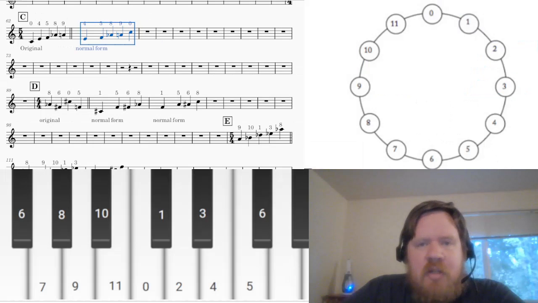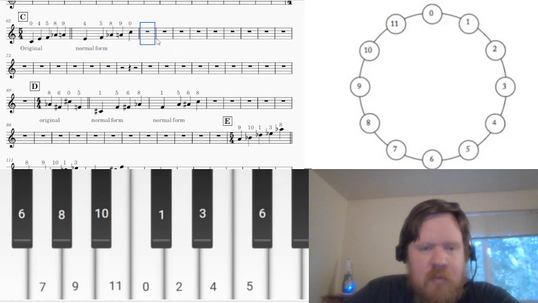For the next pitch class set, let's look at this one right here, which we found the normal form for the other day, 4, 5, 8, 9, 0. So what we're going to do is invert it. We're going to find the inversion. Just like all the others, we're going to take each pitch and invert it around this axis right here, this 0, 6 axis.